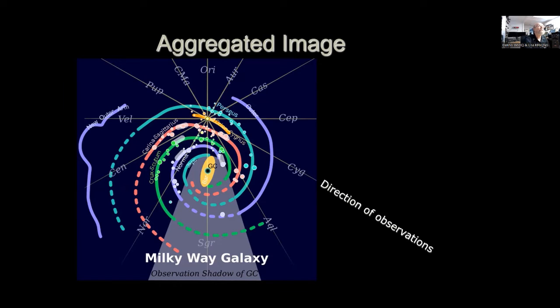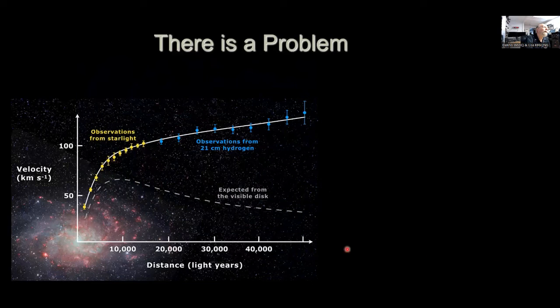But here's where the problem lies. When we plot all these data out, and this happens to be, this is not the Milky Way. This is M33, which is another galaxy.